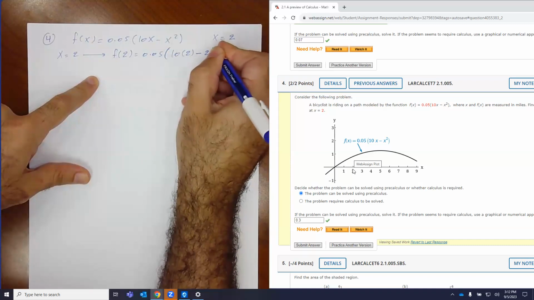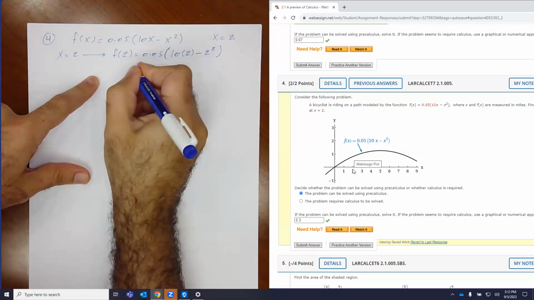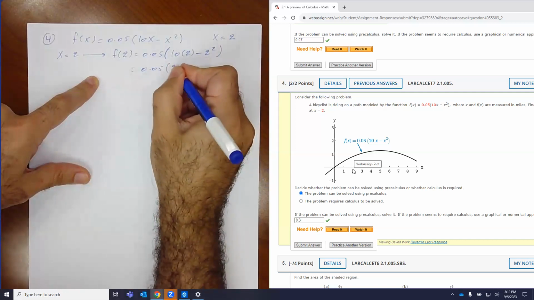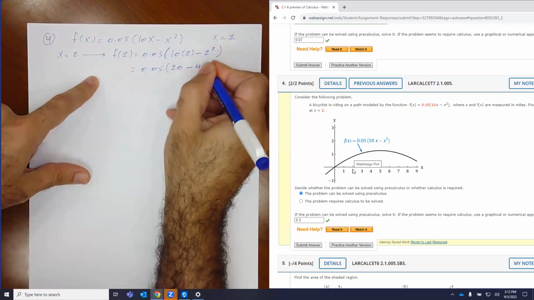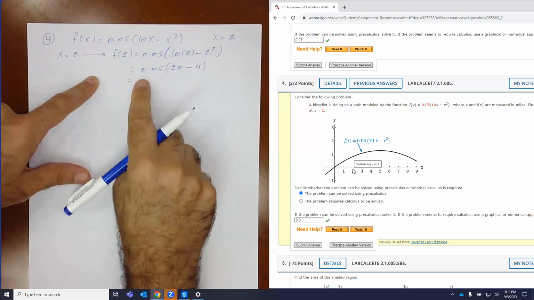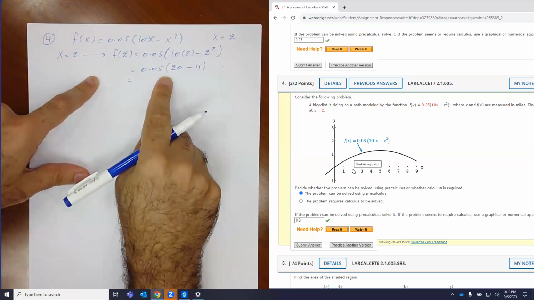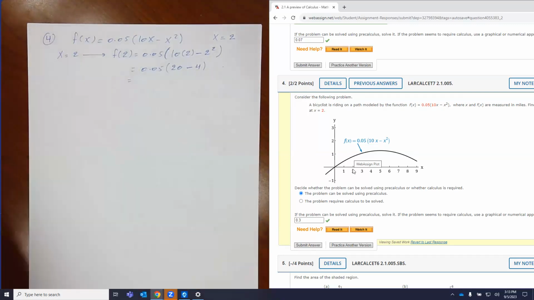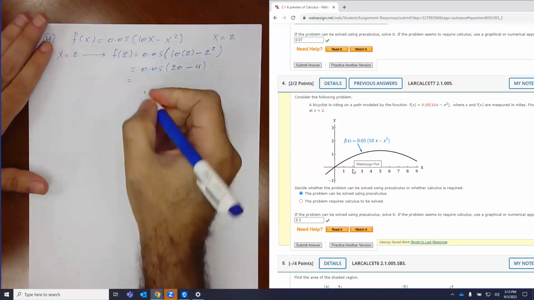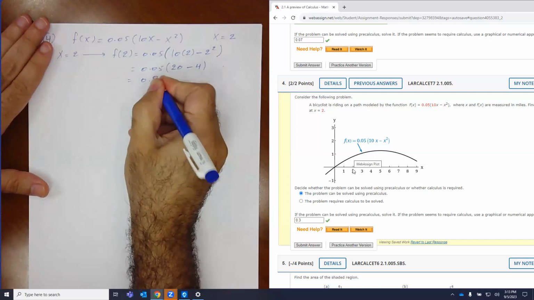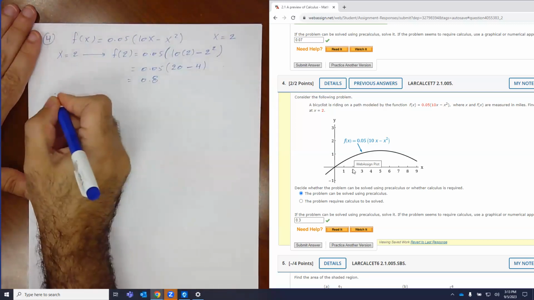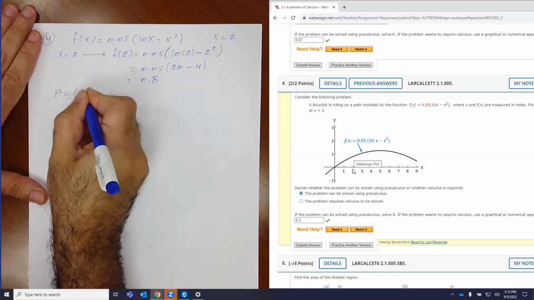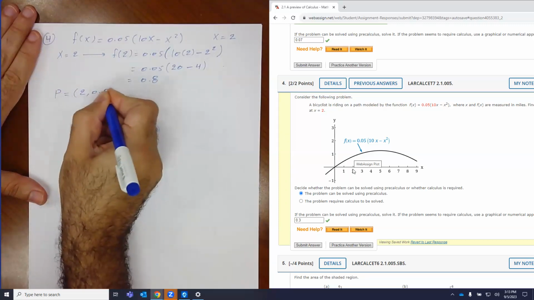10 times 2 minus 2 squared, which is going to be 0.05 times 20 minus 4. And then it's going to be 0.05 times 16. So it's going to be 0.8. That means our point, let's say P equal x is 2 and y is 0.8.